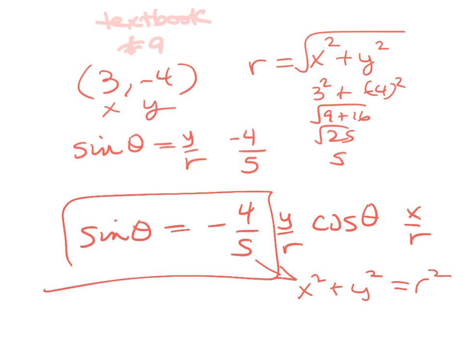So no Pythagorean identities. It was on the quiz. It is not on the test. So you don't need to memorize those. Any questions?